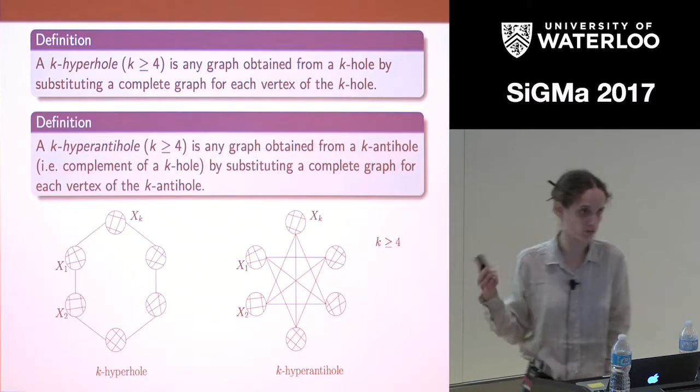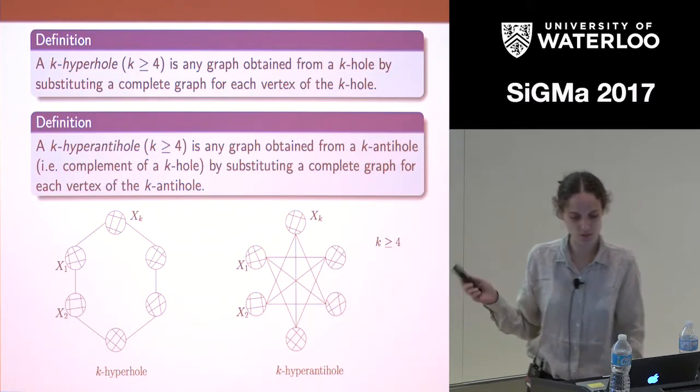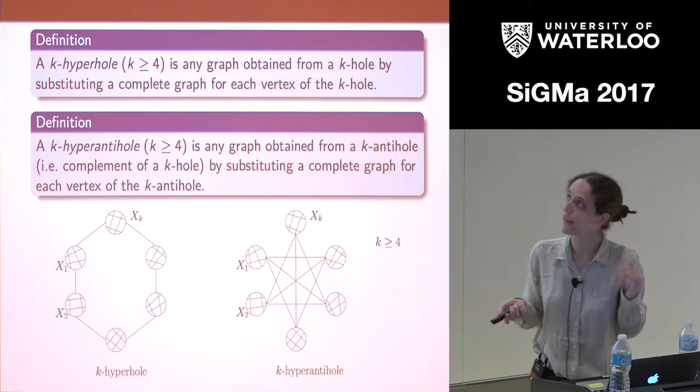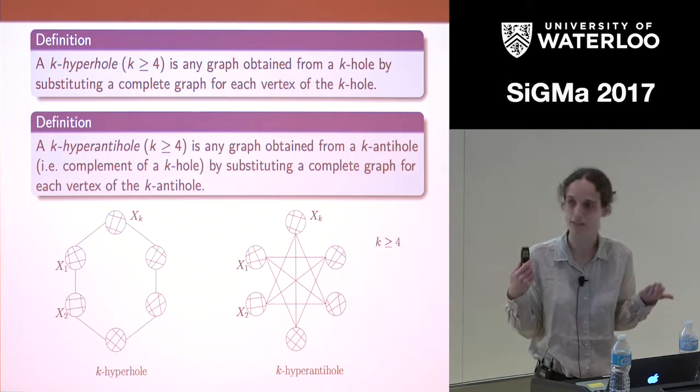They don't have to be all of the same size, just any clique you like. And then for hyper-antiholes, it's similar. You start with an antihole. An antihole is just a complement of a hole. And then you just blow up each vertex to a clique. So those are hyperholes and hyper-antiholes.